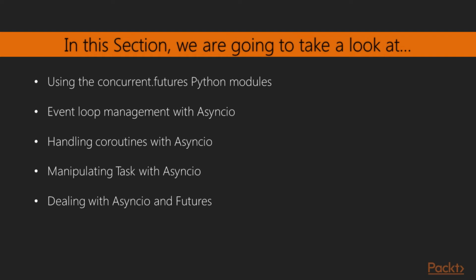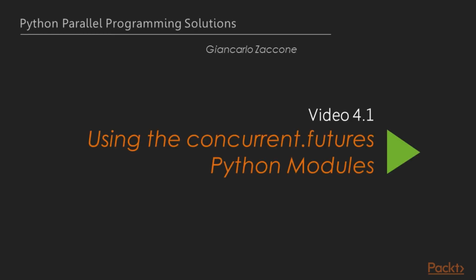1. How to use the concurrent.futures Python module. 2. Event loop management with Asyncio. 3. Handling coroutines with Asyncio. 4. Task manipulation with Asyncio. 5. Dealing with Asyncio and futures. Let's begin with our first video of this section titled Using the Concurrent Futures Python Module.